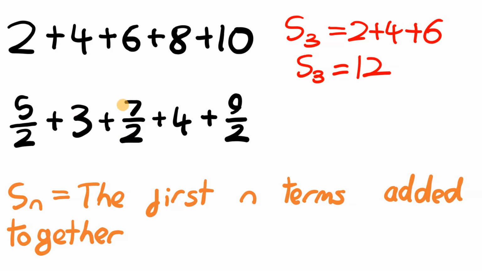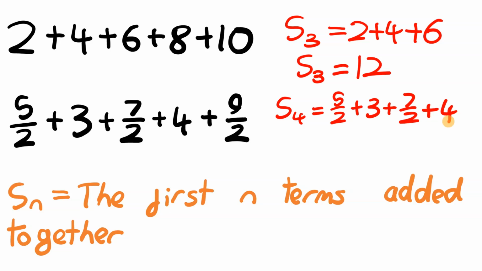If we're looking at this series here, let's say that we're talking about S4, this is going to be the first 4 terms added together. So in this case here, it's going to be 5 over 2 plus 3 plus 7 over 2 plus 4. And if you put this into your calculator, this is equal to 13.